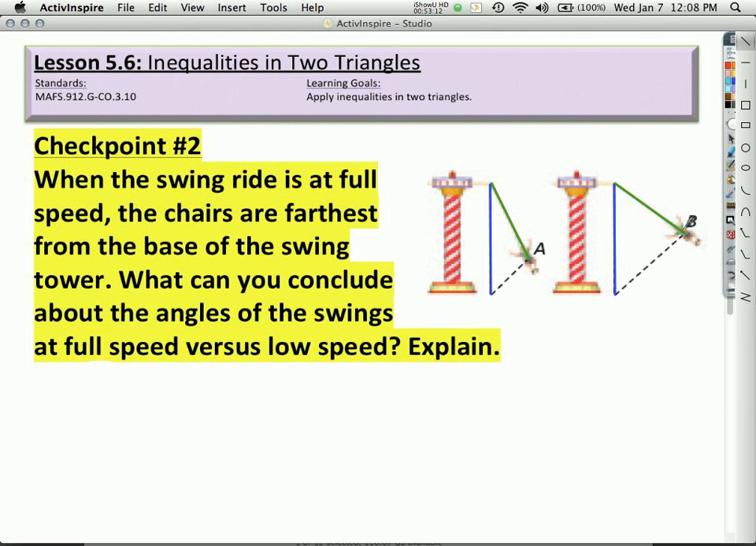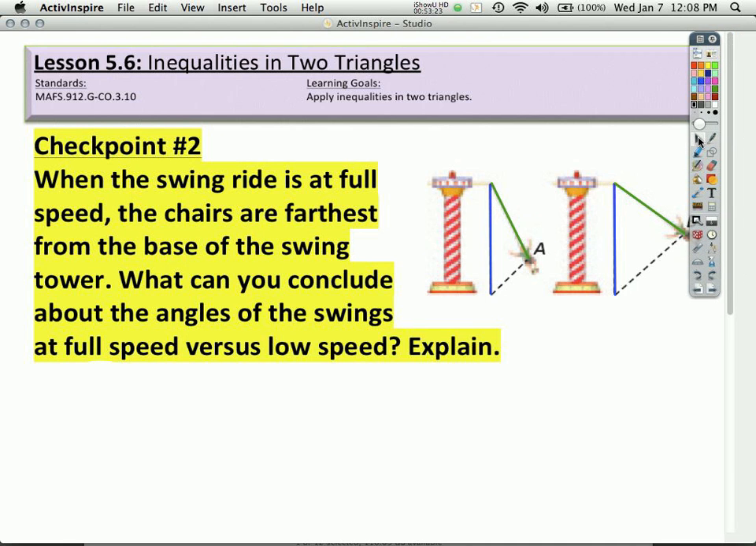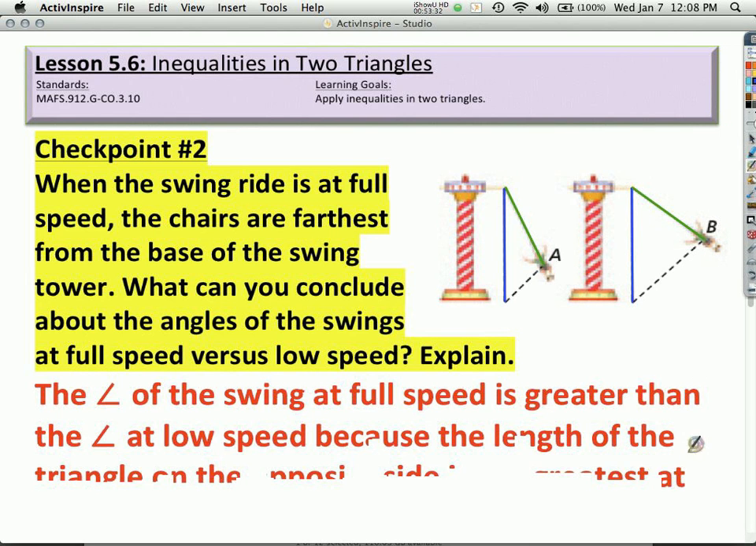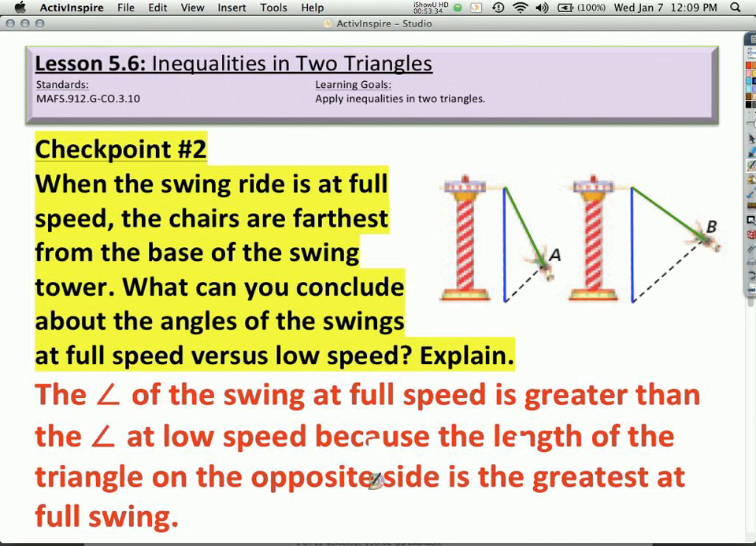But we can see from the picture that this is a greater distance than this one, and that means that this angle is going to be greater than this one. So you had to have the evidence to support it. Great job. I wrote something a little more elaborate, that the angle of the swing at full speed is greater than that at low speed. But basically you guys said the same thing. Anyone have any comments or questions about checkpoint number 2?